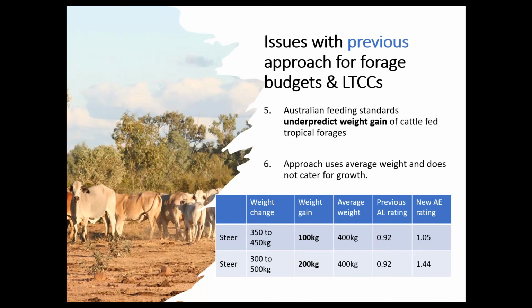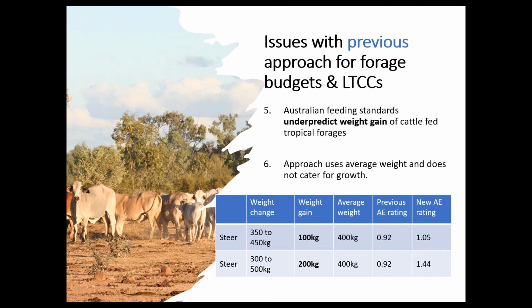The other issue that we found was that the Australian feeding standards that are commonly used underpredict weight gain of cattle fed tropical pastures. There were a series of pen feeding experiments conducted by Stu McLennan and Dennis Poppy, conducted at Bryan Pastures, that showed those formulae from the Australian feeding standards didn't cater well for cattle grazing tropical pastures. And we'll talk a little bit more about that later on.